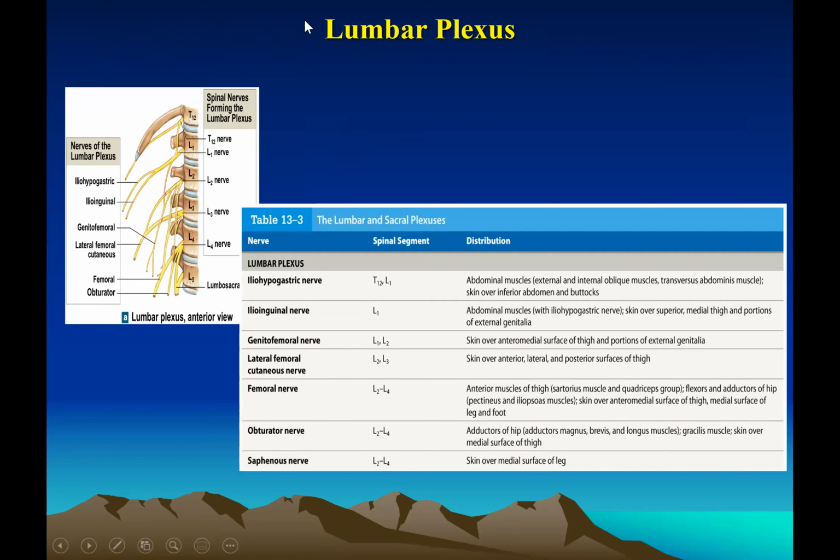The lumbar plexus, as the name indicates, is the lumbar nerves from T12 to L4. Here we see the nerves of the lumbar plexus. We have the femoral and the obturator. For example, the obturator is L2 to L4. It will innervate the adductors of your hip, like your adductor magnus, adductor brevis, adductor longus, also your gracilis muscle, and the skin over the medial surface of your thigh.